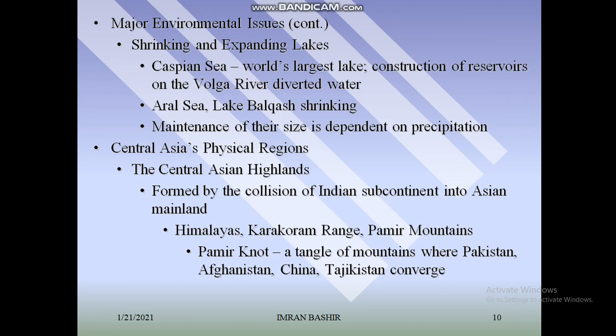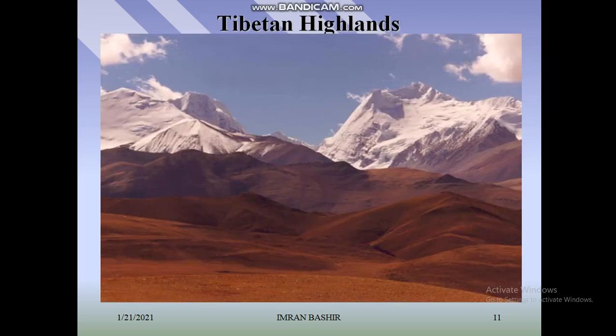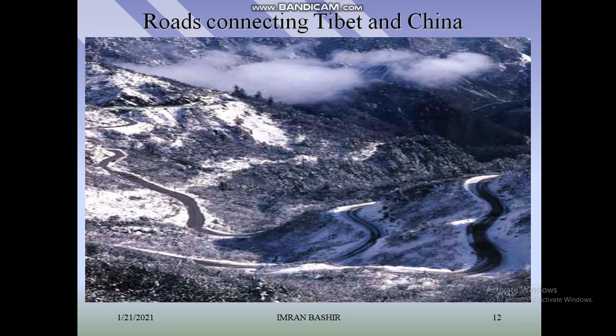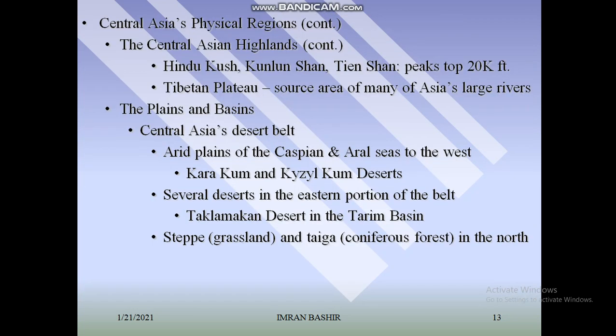Central Asia's physical region. The Central Asian highland was formed by the collision of the Indian subcontinent into the Asian mainland. Himalaya, Karakoram range, Pamir mountains, the Pamir Knot, a tangle of mountains where Pakistan, Afghanistan, China, and Tajikistan converge. Tibetan Highland. Roads connecting Tibet and China. The Central Asian highland: Hindu Kush, Kunlun Shan, Tian Shan, with peaks topping 20,000 feet. The Tibet Plateau is the source area of many of Asia's larger rivers, the plains and basins.